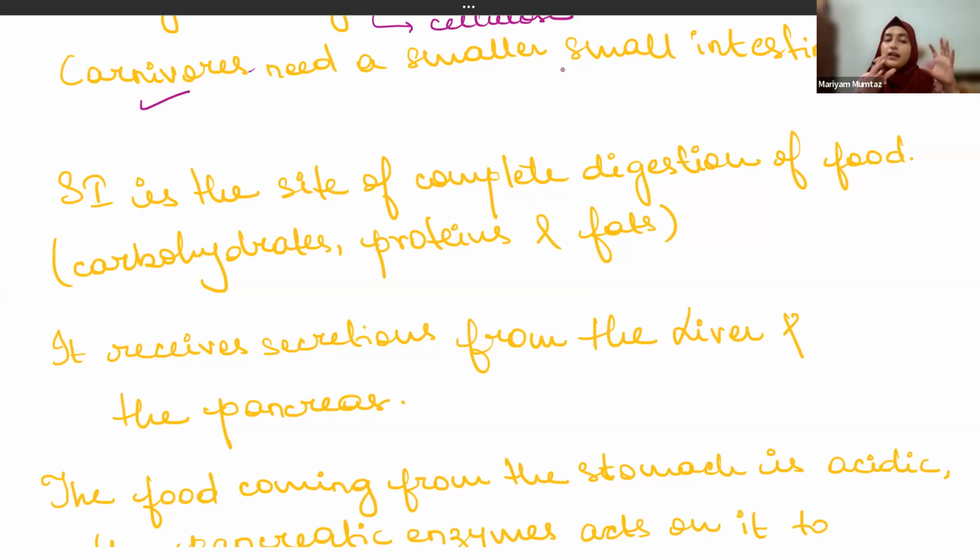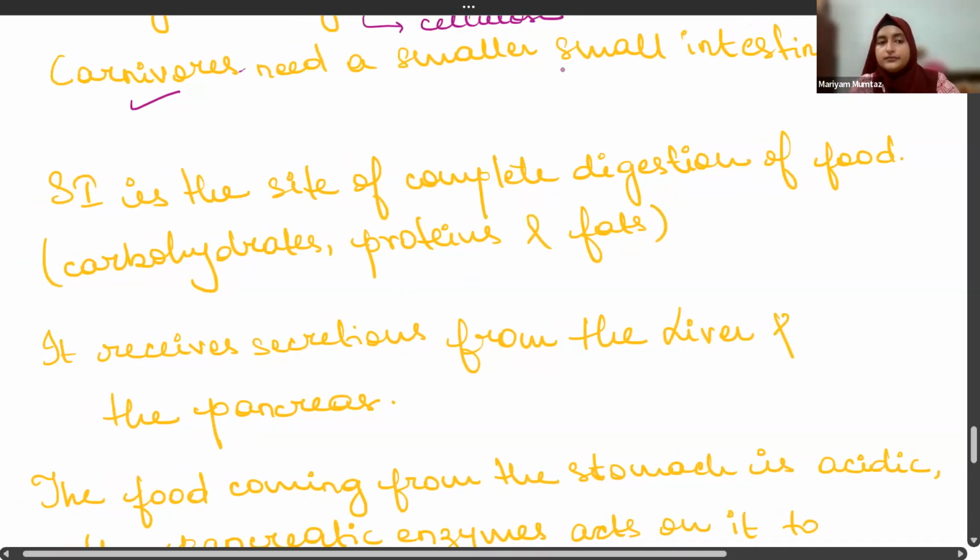Now, apart from that, some other proteins are left, fat is left, and the 70% carbohydrates are left. So now here in the small intestine, the digestion of everything will take place, meaning complete digestion of food will take place in the small intestine. Is it clear?